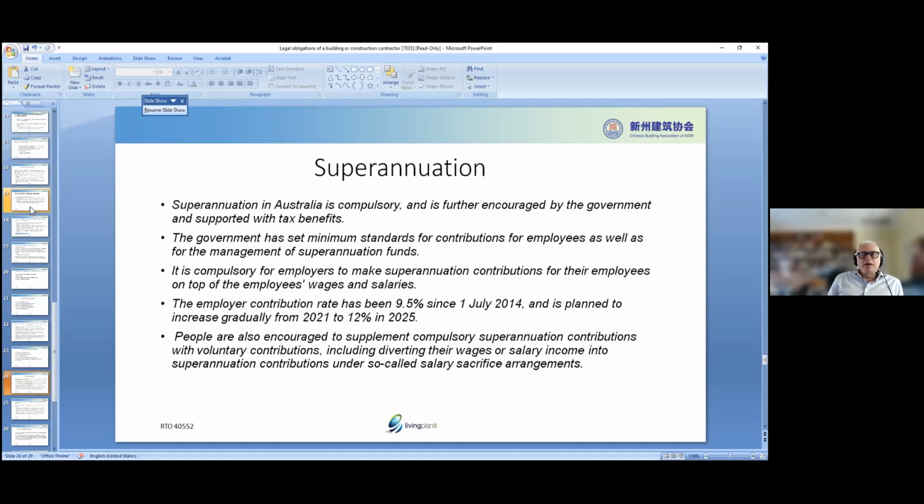Superannuation is something that is compulsory for us to pay for our employees. I think it's about 9.5%. And as you can see, it's planned to increase this gradually to 12% in 2025. Okay. So that means that on top of the wage you're paying your employees, you have to pay for their superannuation, another added cost. Okay, and the whole idea of superannuation is to try and give people some sort of money for their retirement so the government isn't having to pay a lot more in pensions.